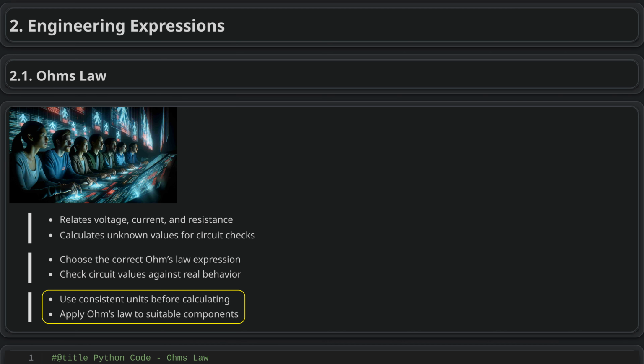When using Ohm's law, first make sure voltage, current, and resistance are in consistent units, such as converting milliamperes or kiloohms when needed. The law works best for components with steady resistance, like fixed resistors, and may be less reliable for devices such as diodes or motors. Even with these limits, Ohm's law is a key tool for understanding and checking circuit behavior.